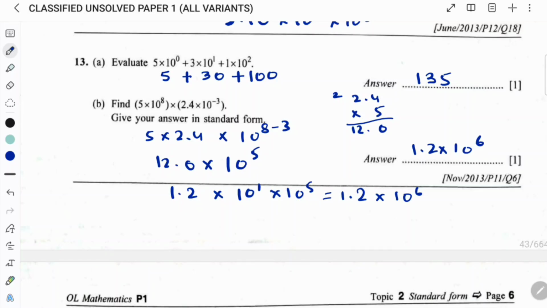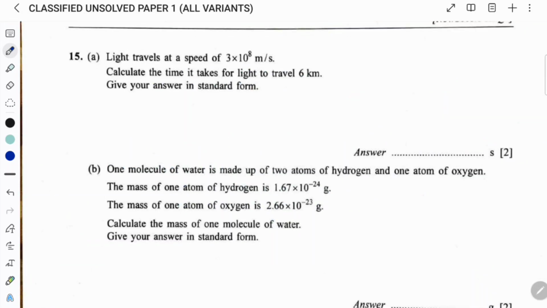Okay, now this 15th question. Light travels at the speed of 3 times 10 to the power of 8 meter per second. Calculate the time it takes for light to travel 6 kilometers. Time is distance upon speed, and write your answer in standard form. Okay, so the time is equal to distance upon speed.